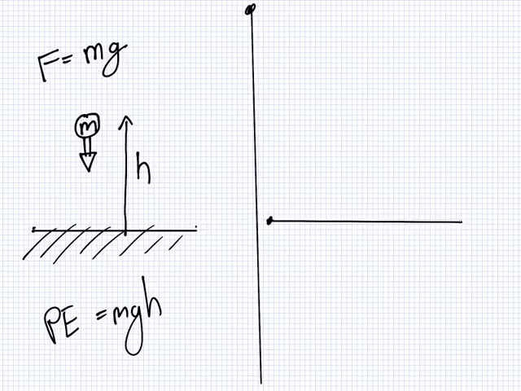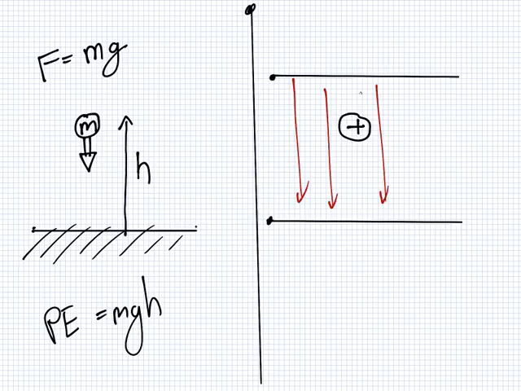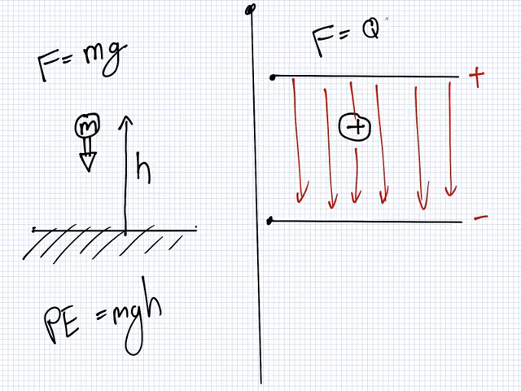Now, let's look at the new situation. We have a plate, and we have a plate, and we'll have a positive charge here, and the positive charge moves in the direction of the field. So let's say the field is pointing down. So this particle will want to move down. This one is positive and this one's negative. So you know that F equals QE from what we did recently.